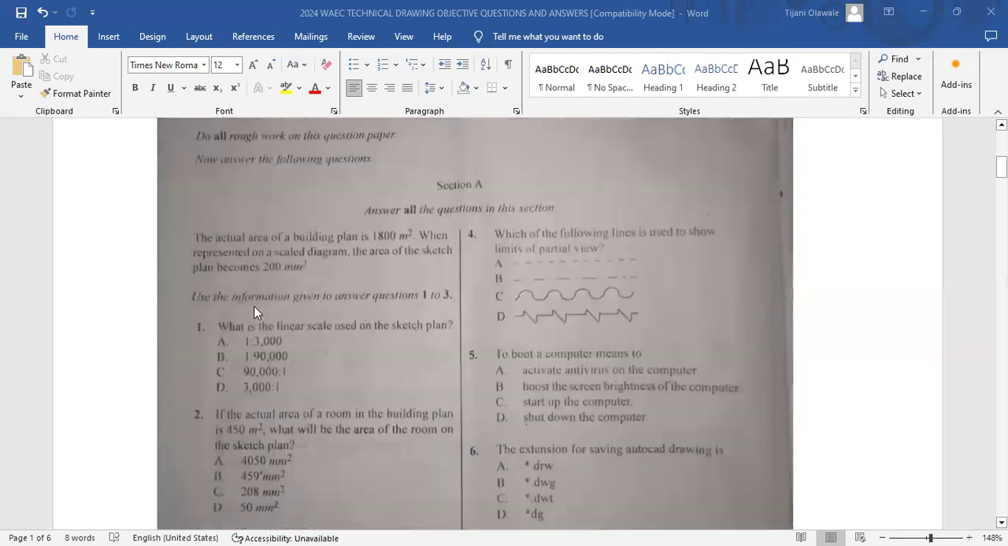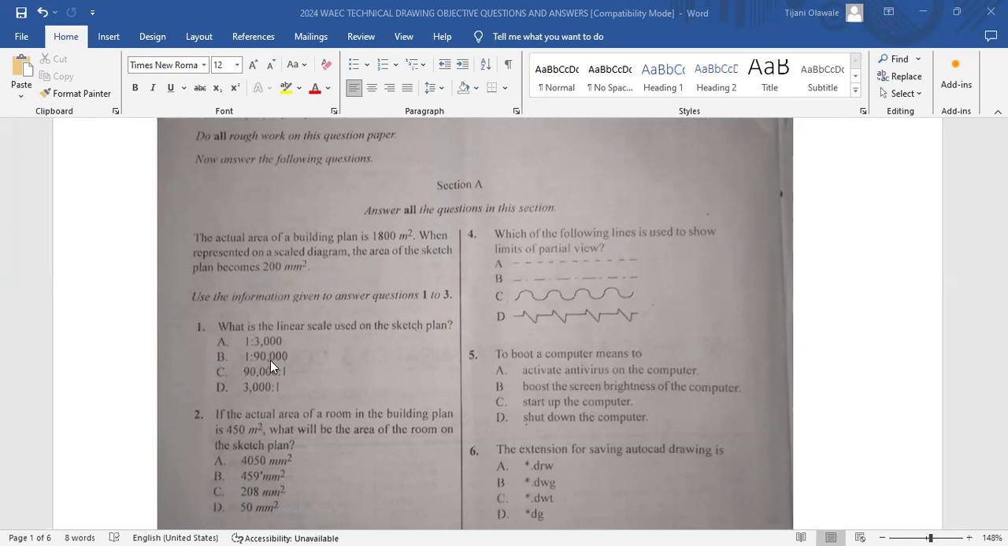Now, for questions 1 to 3, we are told to use the information given to answer them. The actual area of a building plan is 1,800 meters squared. When represented on a scaled diagram, the area of the sketch plan becomes 200 millimeters squared. Question 1 says, what is the linear scale used on the sketch plan?